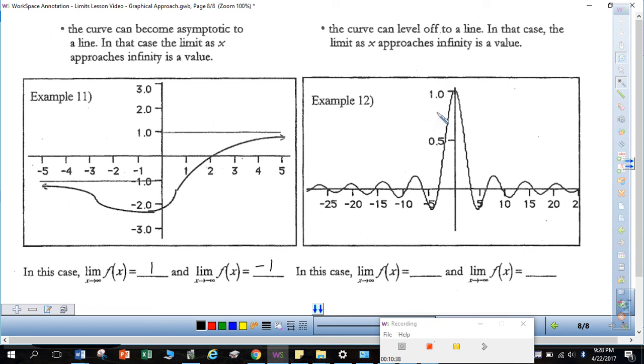A fourth possibility is that the curve can level off to a line. In that case, the limit as x approaches infinity is also a value. So we see as x values are getting bigger, the y values are getting closer to 0. As the x values are getting smaller, the y values are getting closer to 0 again.